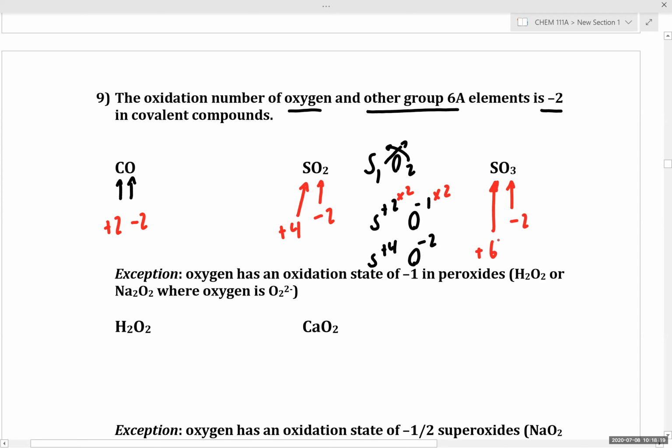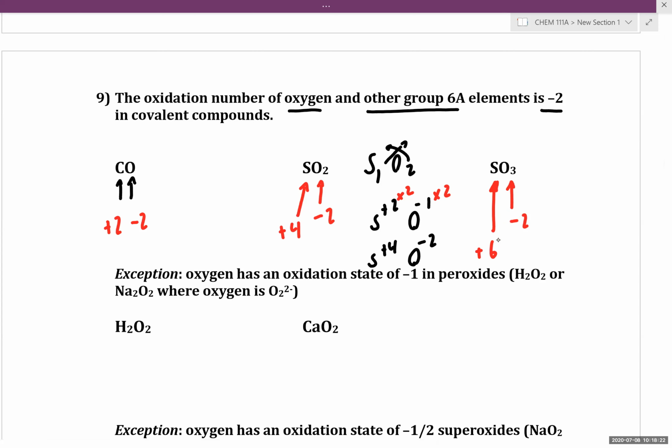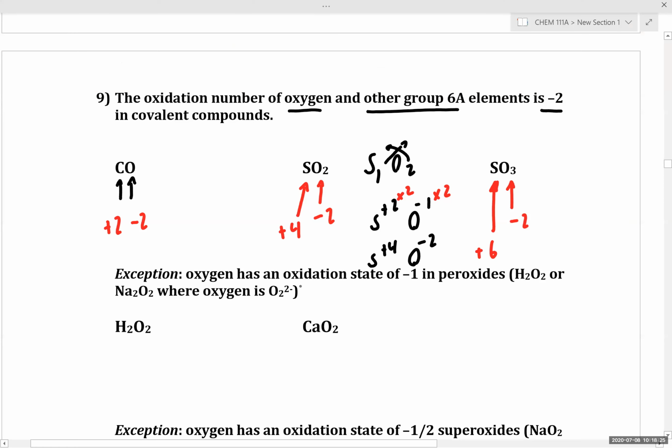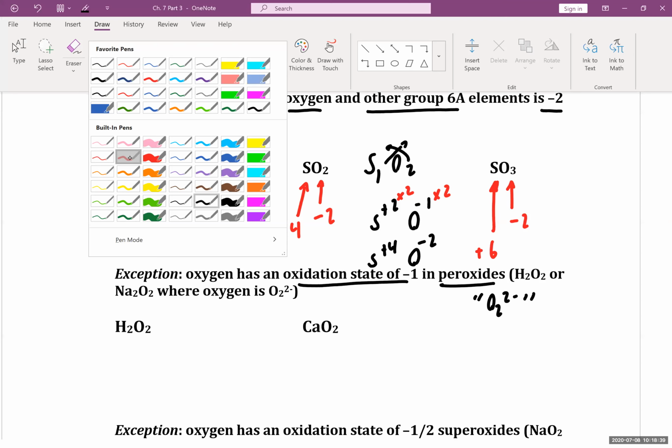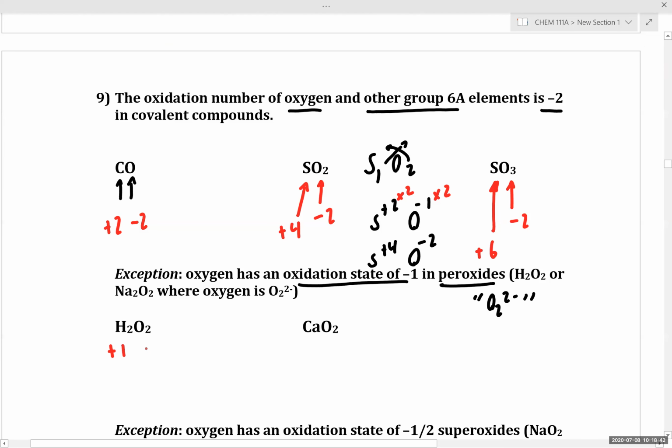Okay, now there are a few exceptions. So oxygen has a -1 oxidation number in peroxides, where a peroxide is O2 2-. So for example, in hydrogen peroxide, each of the hydrogens prefer to have an oxidation number of +1. Oxygen in this case has an oxidation number of -1. Okay, in calcium oxide, oxygen has a -1 oxidation number. Calcium has a +2. Any questions?